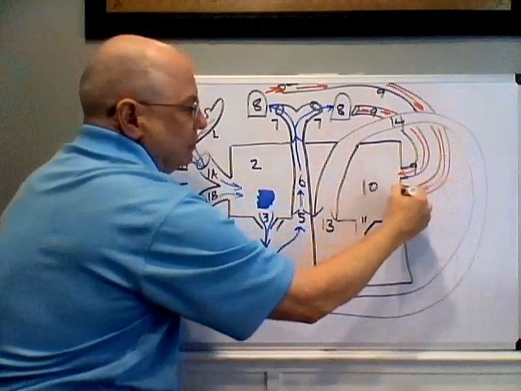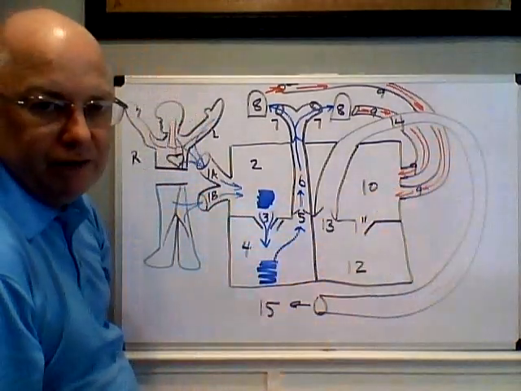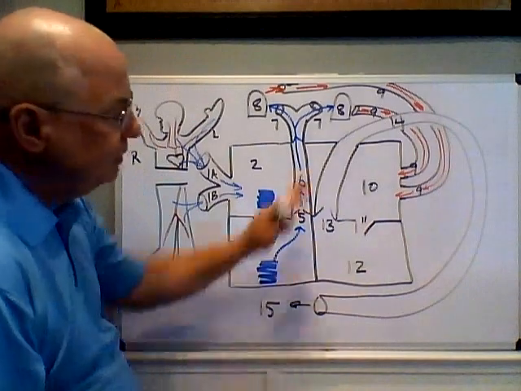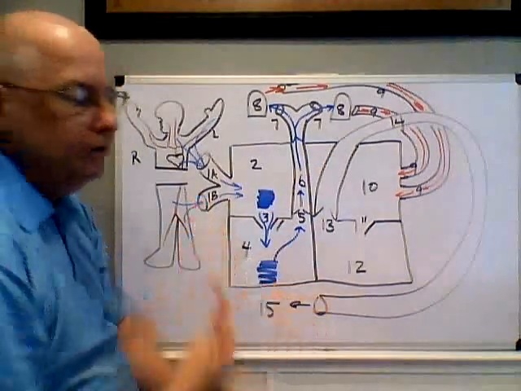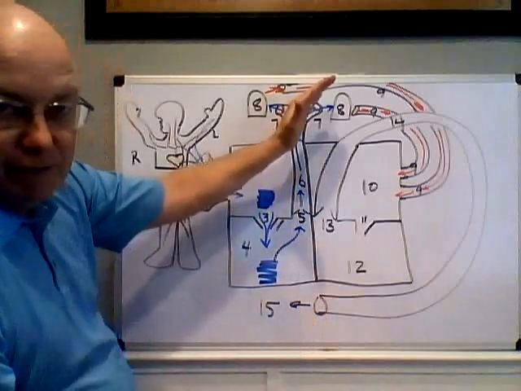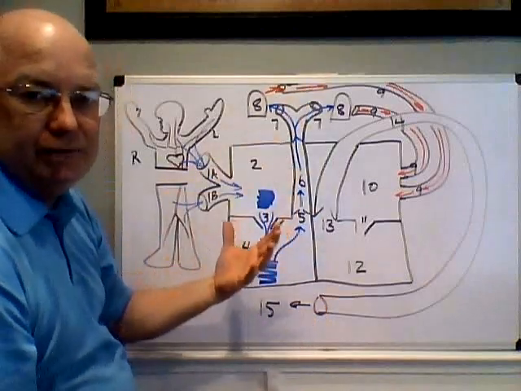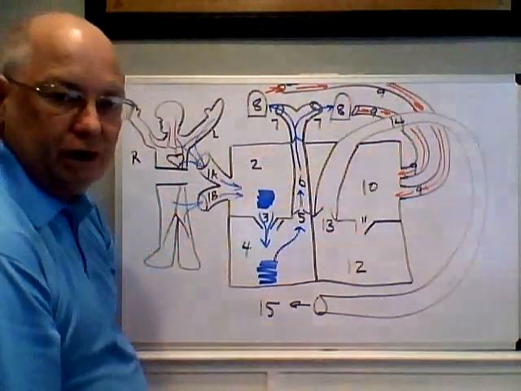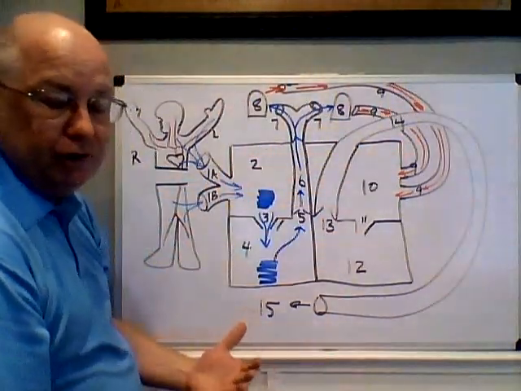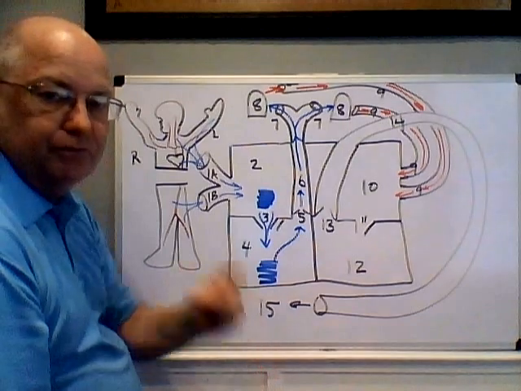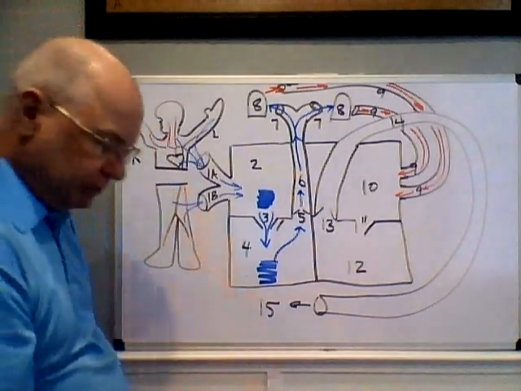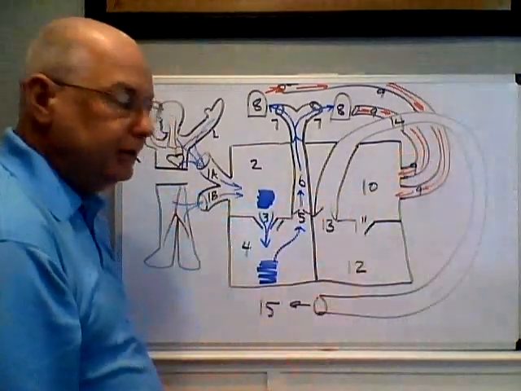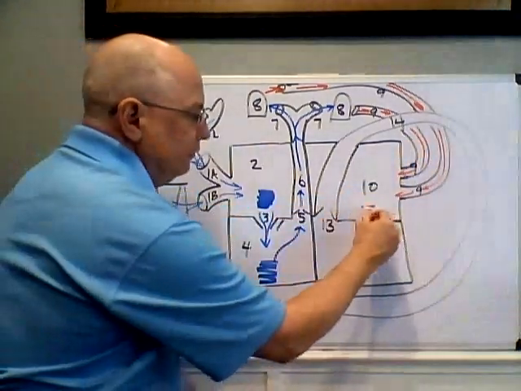One of the things that I teach in my class is that arteries are red, veins are blue, except for the pulmonaries. The pulmonaries are always reversed because the pulmonary arteries carrying blood away from the heart are carrying deoxygenated blood, blue blood. The pulmonary veins returning back to the heart are carrying oxygenated blood. So usually arteries are red, veins are blue, except for the pulmonaries. That's where it changes.